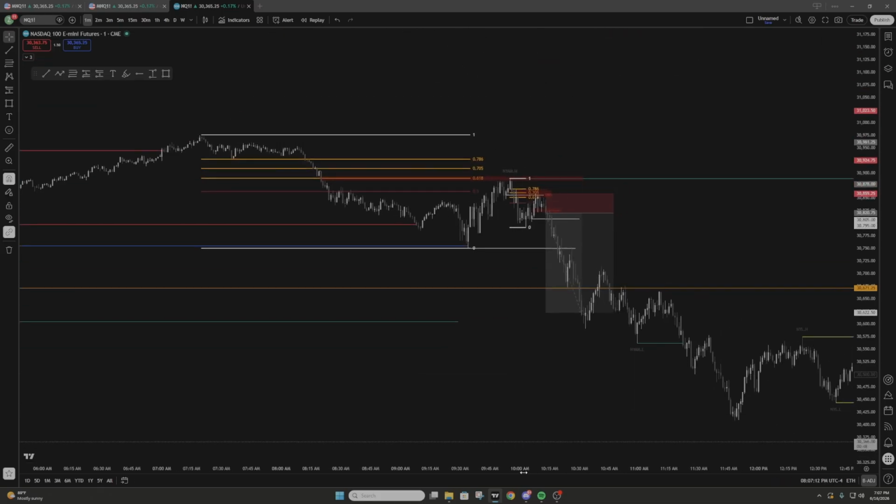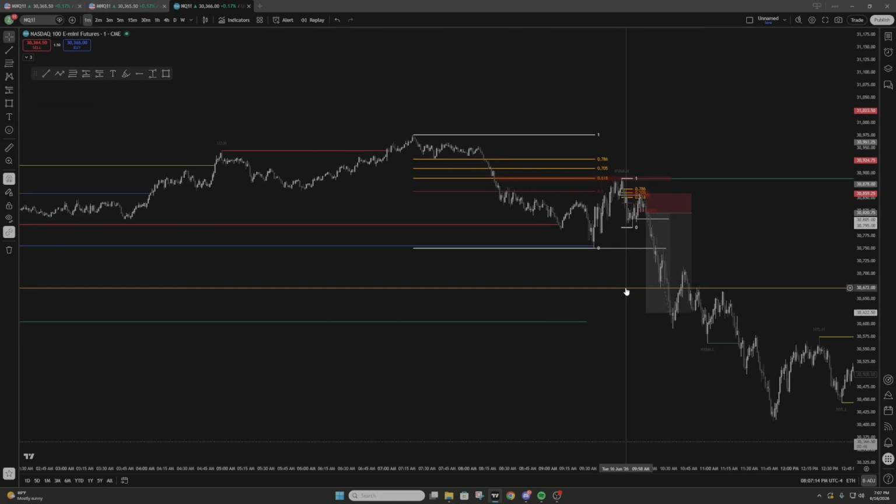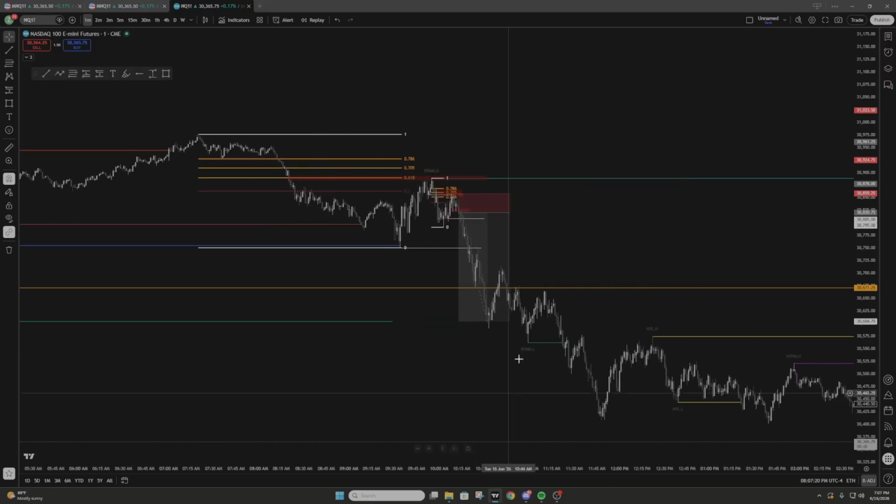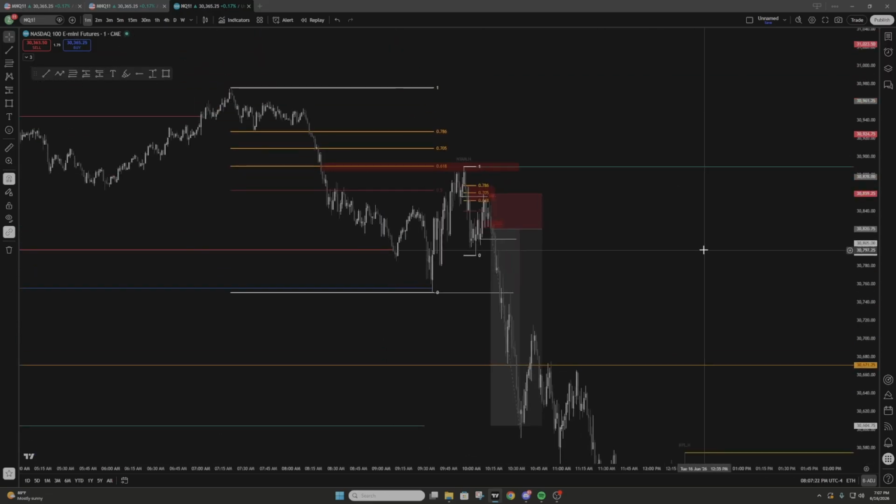So in this case, I would have just gone for this one to play it safe, but we did reach out to those previous session lows and even way longer. So this is what I'm pretty much looking for every single morning. These short positions were really A plus. I'm not sure why I didn't take them.